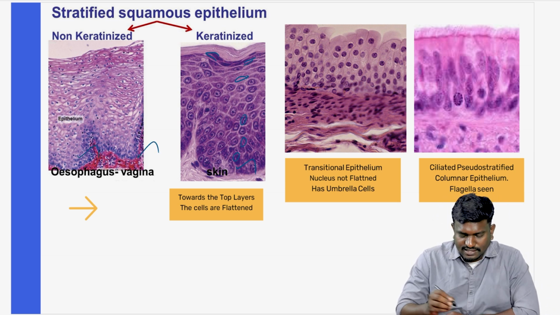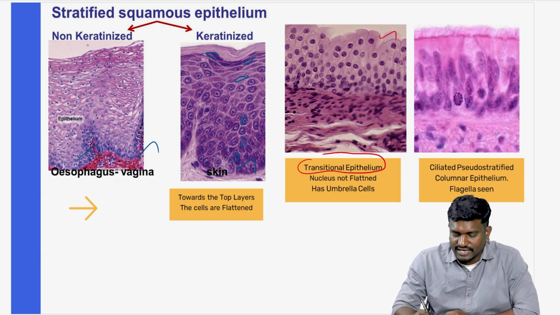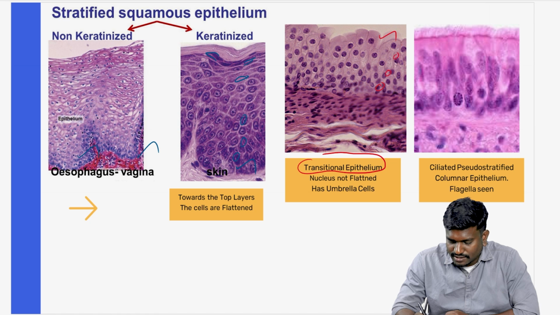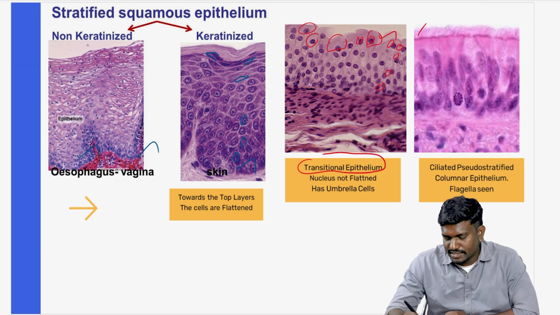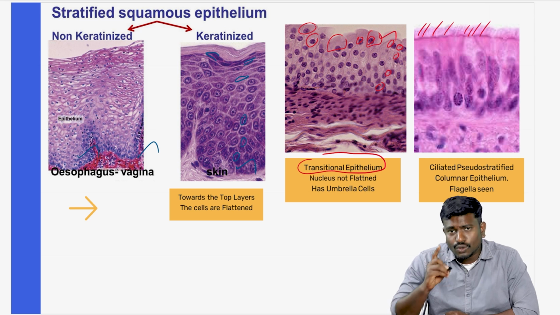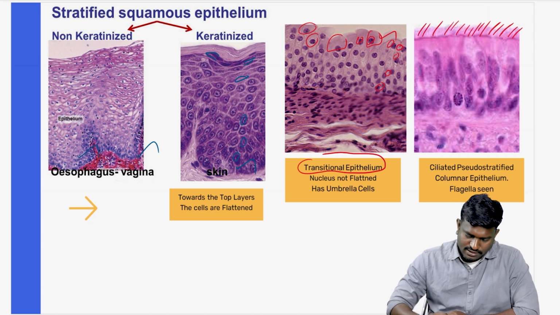Now look at this image here. This is the image of transitional epithelium. The nucleus is not flattening. The nuclei are not flattening at the top layers as well. Yes, and these are called as what? These are called as umbrella cells. Very good. And this is the image of what? Ciliated pseudostratified columnar epithelium, and they have what? Cilia on the top layer. Very easy to remember. Yeah.